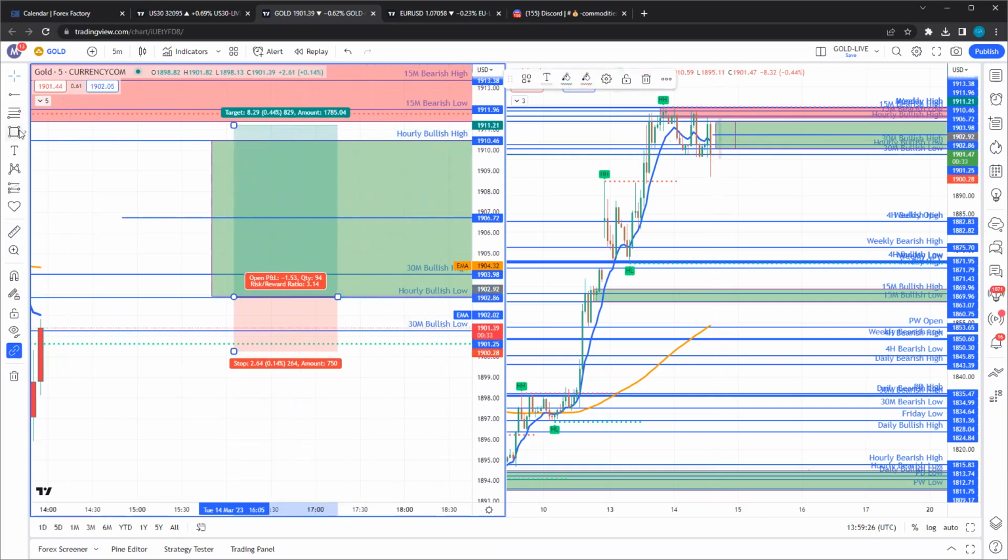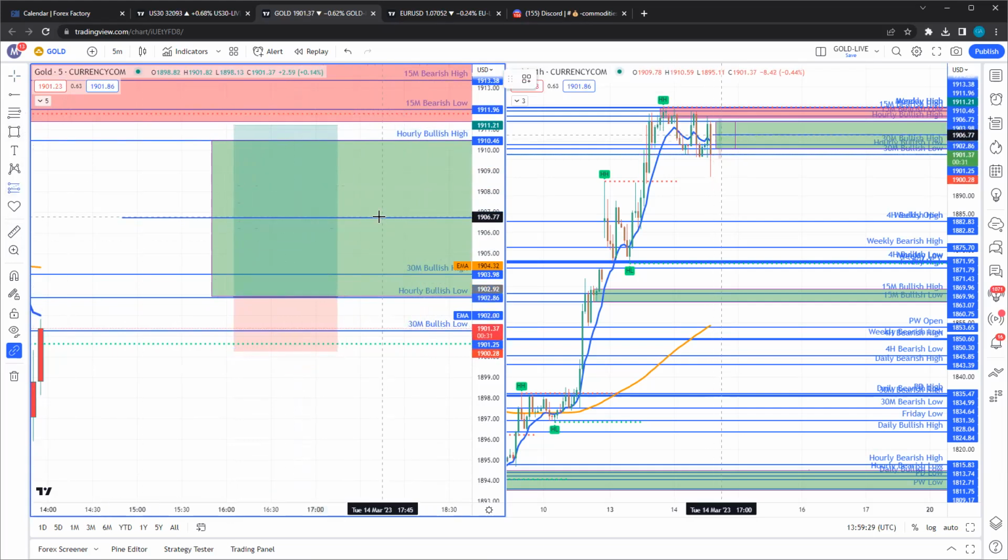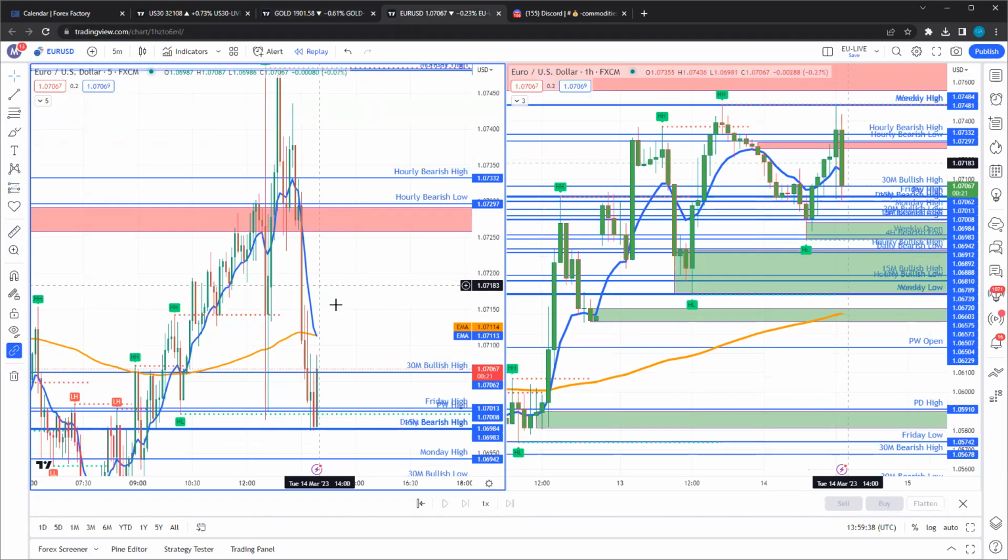So always use our strategies. We've gone over these strategies, how to enter these trades. Same thing, stop loss below the previous low. So those are the trades. I'll send this in the group.